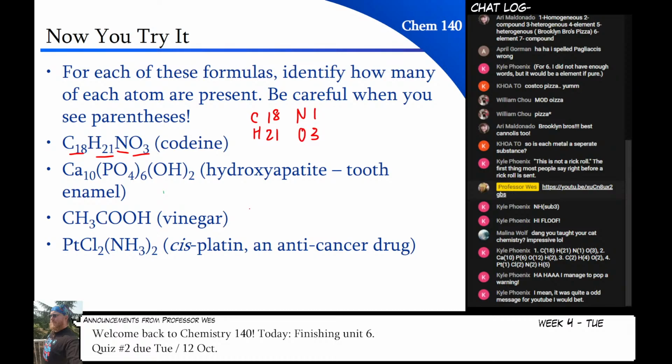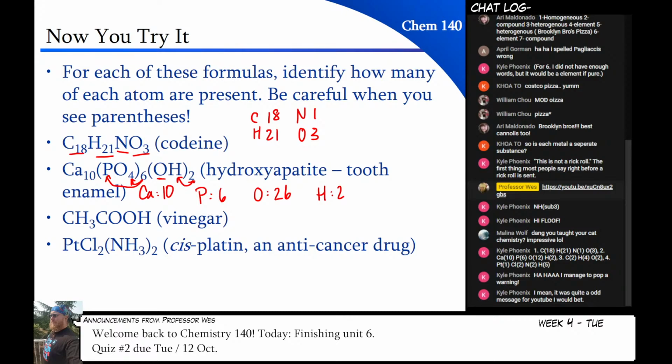that's great. For the next one, it's a little less obvious. There are 10 calcium, of course, but how many phosphorus are there? Well, I've got 6 clusters of this, and in each cluster is 1, so there's 6. How many oxygen are there? And you might think, oh, okay, well, it's just 6 times 4 is 24, but then you got to count these over here, too. And then the H is just 2.